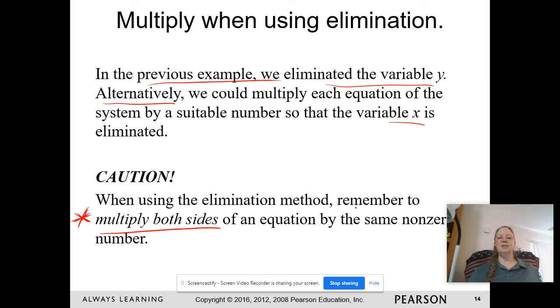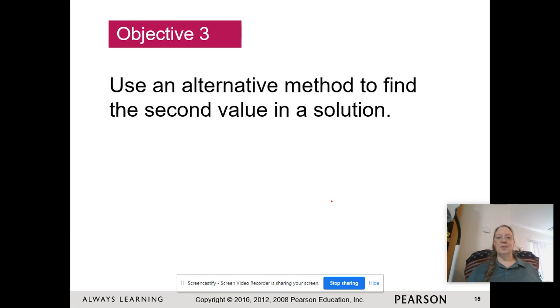Multiply both sides. You have to multiply the constant. Everybody always forgets to multiply the constant. Multiply both sides means you also have to multiply the constant. And this is where I wanted to cut off this first video. So we're going to stop here and then pick it up in another video.